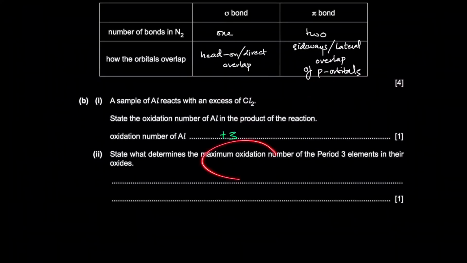State what determines the maximum oxidation number. Maximum oxidation number is just the number of valence electrons for a period 3 element. Period 3.